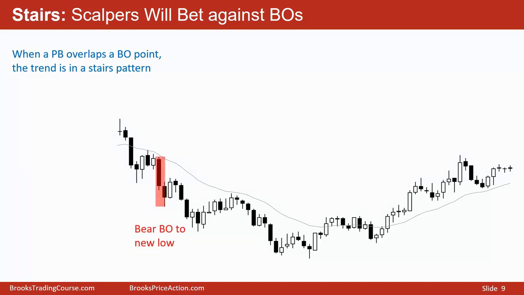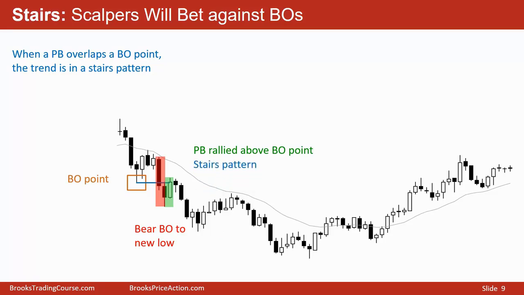We have a bear breakout, here's the breakout point, and here's the pullback. And look what happened. The pullback rallied above the breakout point. And that's really important to notice in any kind of a trend. When that happens, I call it a stairs pattern. And we got a breakout to new low here, pull back above the breakout point. So we're stair stepping down. We got a breakout to new low here. Ultimately, the pullback came back above that breakout point.